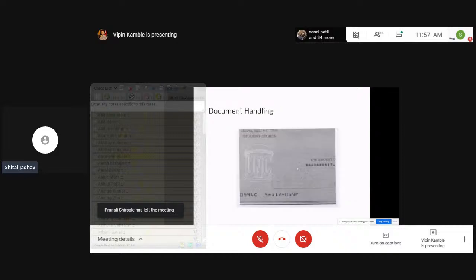Then comes document handling, in which, in previous days, if you signed a check, that signature was required to be cross-verified. So for cross verification, if you observe, do they go for cross verification of signature?